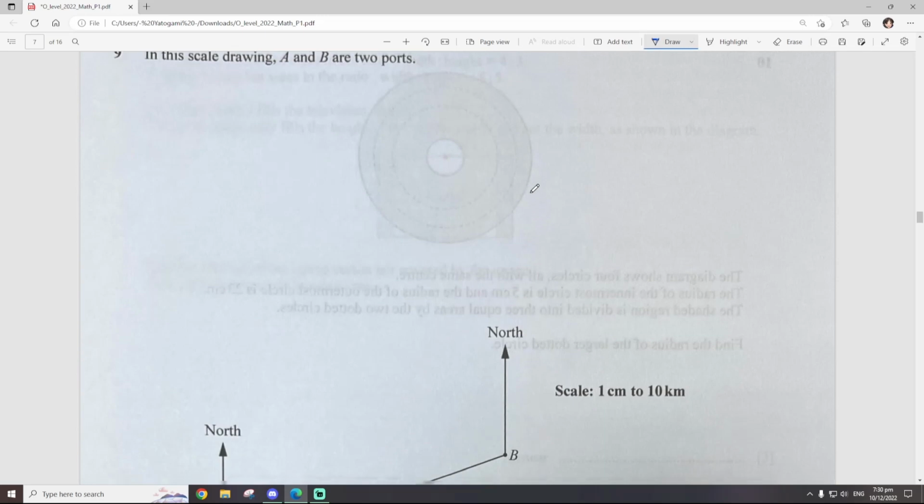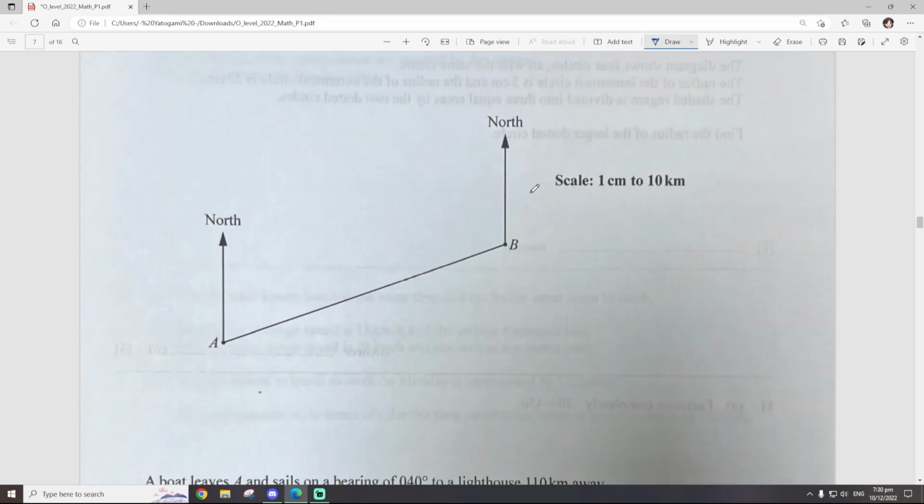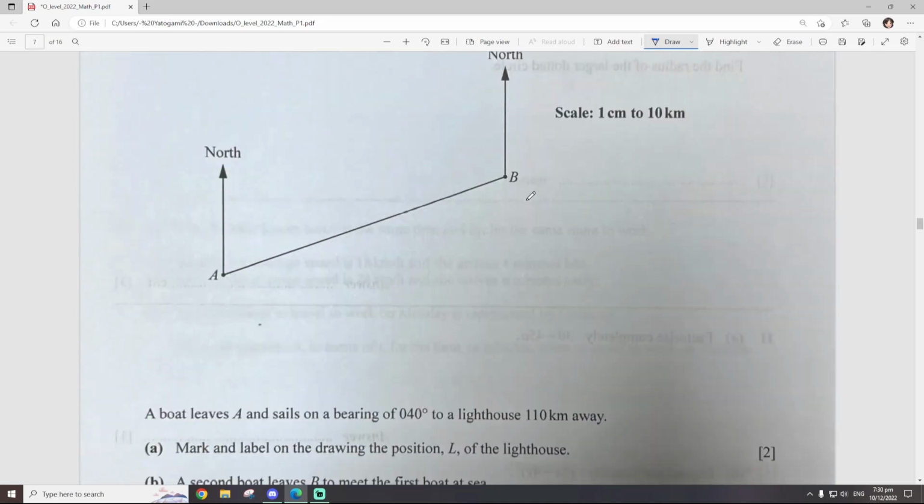In the scale drawing, A and B are 2 ports. Okay, so this is a scale drawing, so I don't think I'll get it exact. A boat leaves A and sails on a bearing of 40 degrees to a lighthouse 110 kilometers away. When I measured the length of the paper at scale, I think AB is about 8 cm, so it will be slightly longer than that. Unfortunately, of course, I will not get the exact answer because I'm on the computer, but I'll try my best to approximate it.